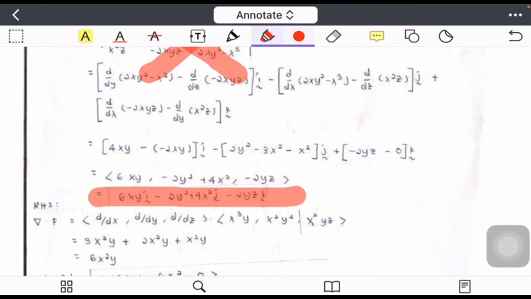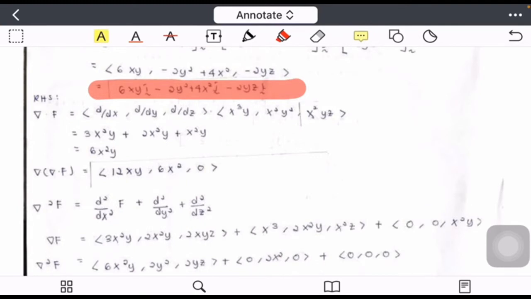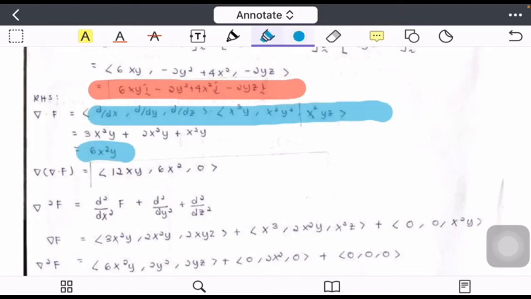Selesai untuk left hand side, kita akan teruskan dengan right hand side iaitu delta dot F ataupun kita panggil sebagai divergence F. Untuk divergence F, formulanya adalah seperti ini. d over dx, d over dy, d over dz dot x cubed y, x squared y squared, x squared yz. Jawapan yang kita akan dapat ialah dalam scalar function iaitu 6x squared y.